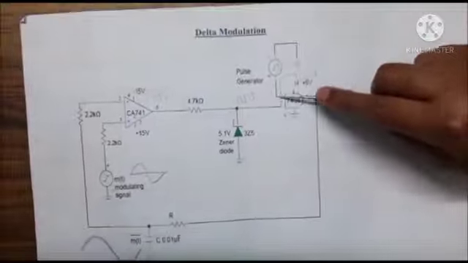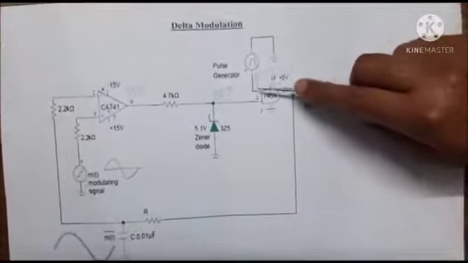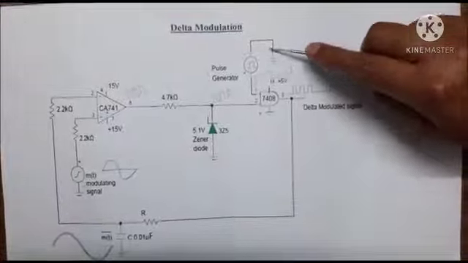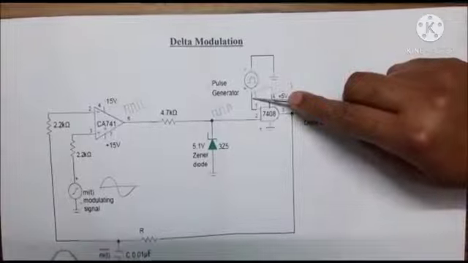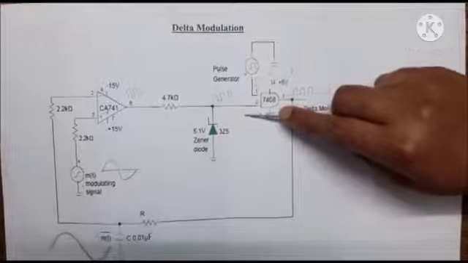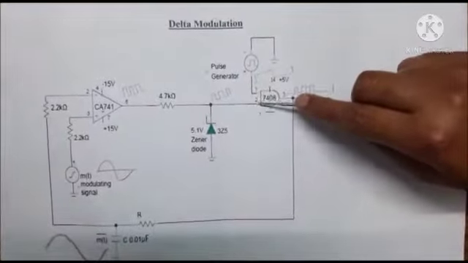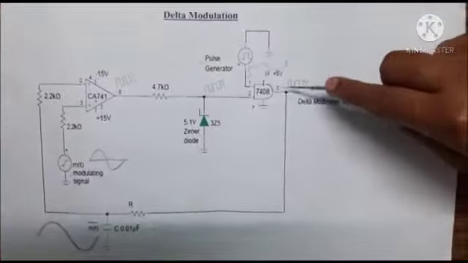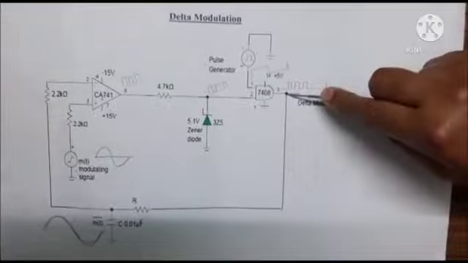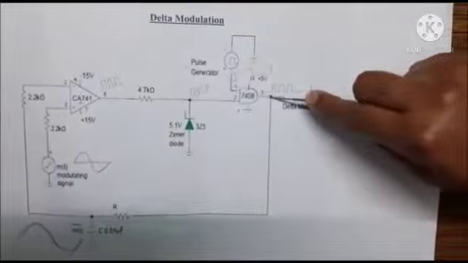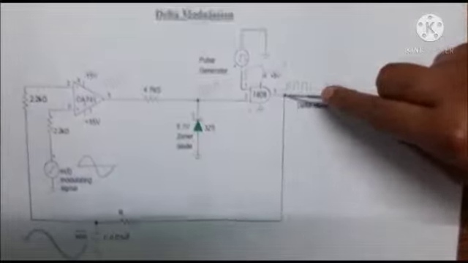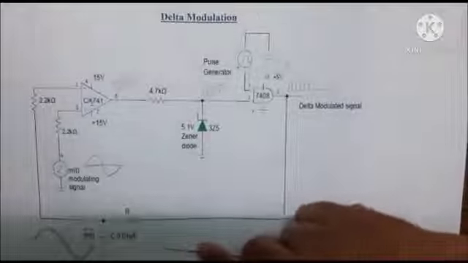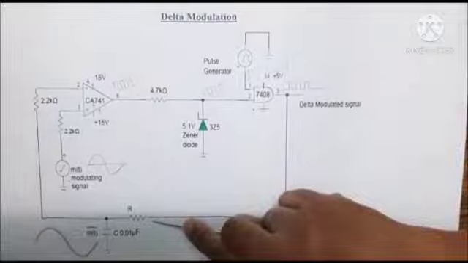It consists of two inputs. One is the pulse signal, which is generated by using the function generator, and the other one is the regulated comparator output. By multiplying these two signals, we will be observing the delta modulated signal at this point. This delta modulated signal is given as an input to the integrator.